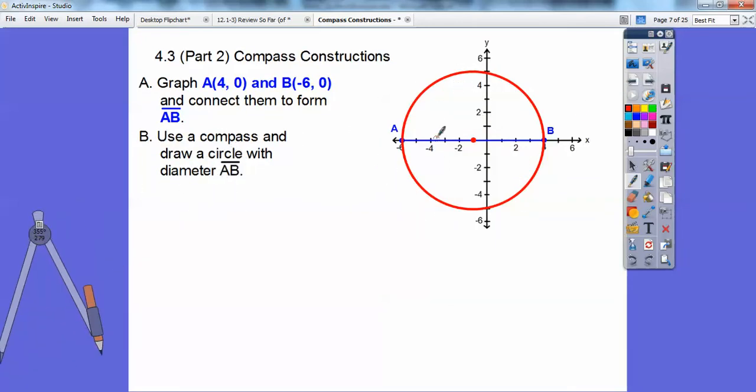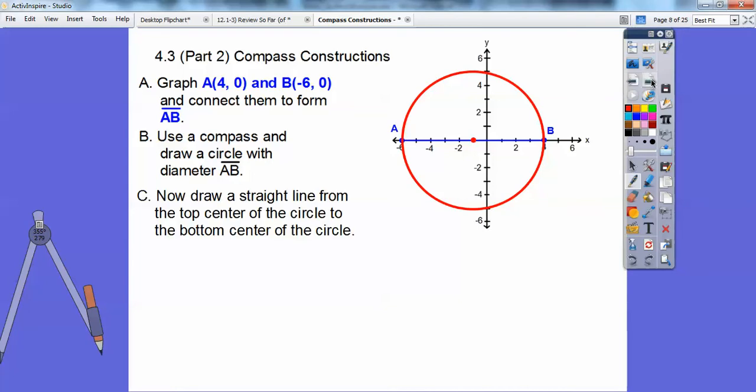All right, and then section C says, now draw a straight line from the top of the circle to the bottom of the circle. So I'm going to draw this, and it's called a diameter right there. So I'm drawing that diameter right there.